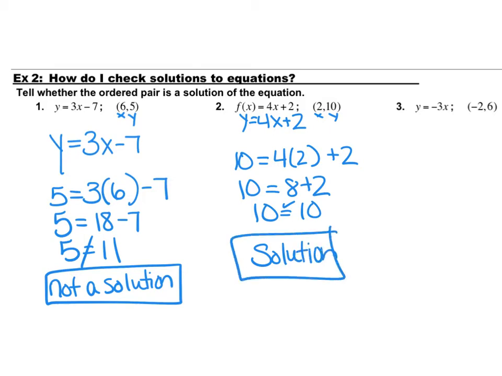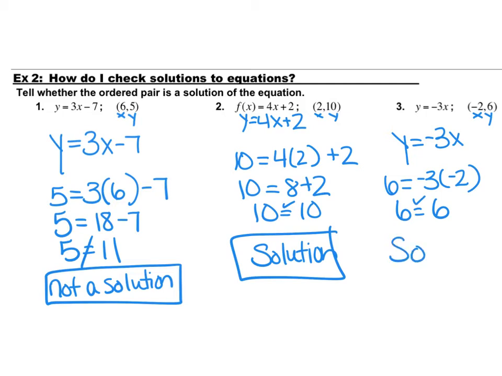And then in our last one here, we have y is equal to negative 3x. So I have my x and I have my y, and again, we're just going to plug these in. I have 6, is that equal to negative 3 times negative 2, and 6 is equal to 6, and so this is a solution as well.